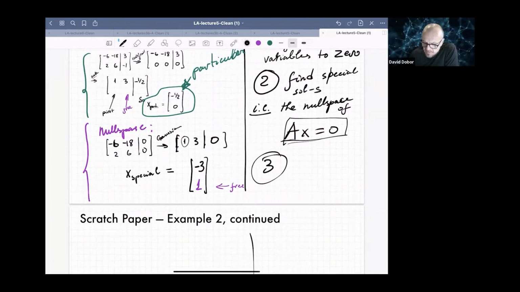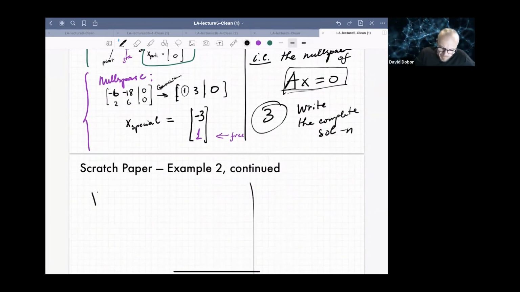Add them up. Just write down the complete solution. Why do you get to add them up? Help me argue this. We have 1 minute left. Write the complete solution, and that's the answer to AX equals B. When you're asked what is the solution of AX equals B, X complete is X particular plus the null space, in this case the special solutions. Why does this work?